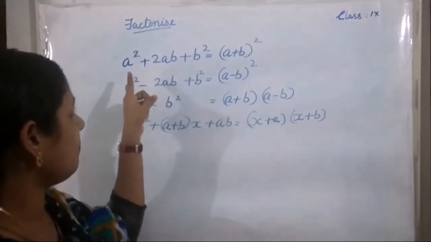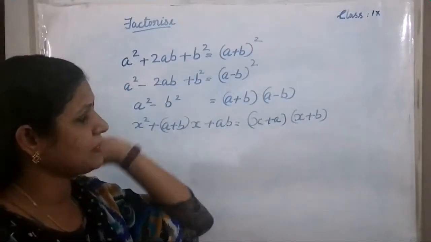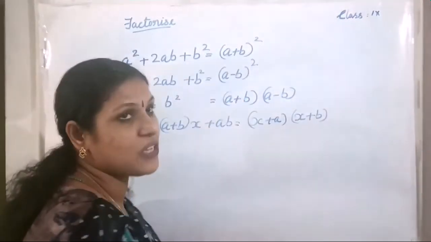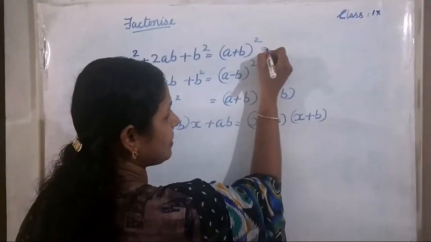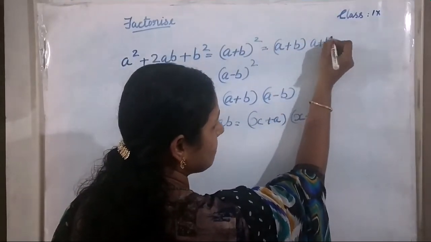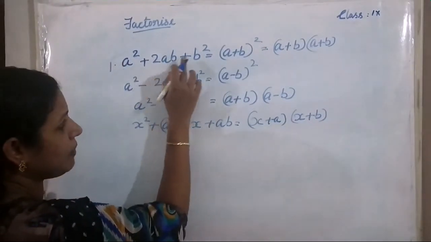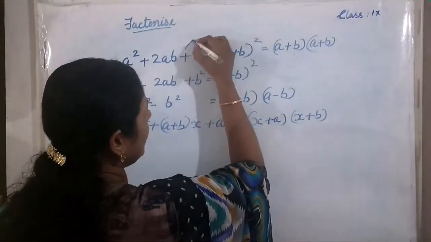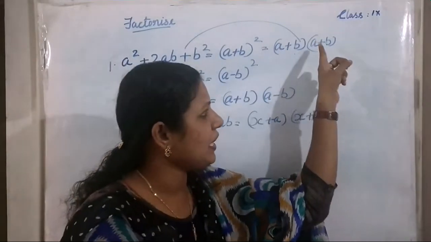Now, in terms of factors, a square plus 2ab plus b square is (a plus b) whole square. The meaning of (a plus b) whole square is (a plus b) into (a plus b). So the factorization of a square plus 2ab plus b square is (a plus b)(a plus b). That is, its factors are (a plus b) and (a plus b).